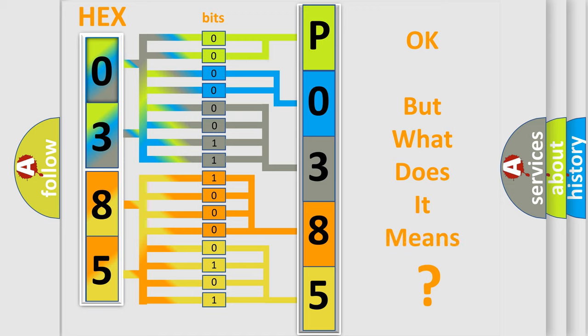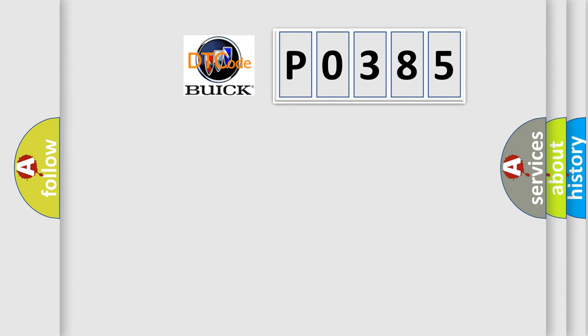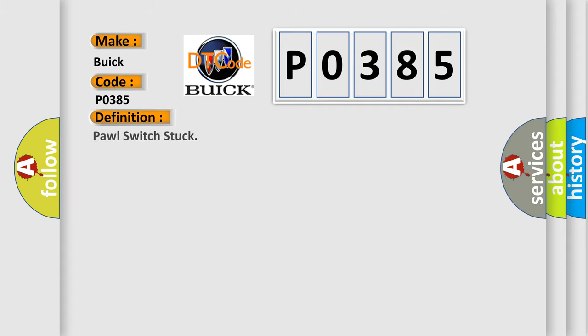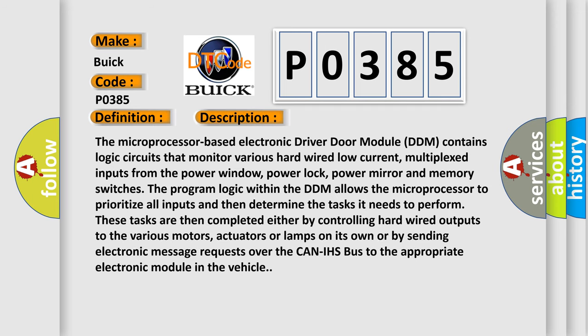The number itself does not make sense to us if we cannot assign information to what it actually expresses. So, what does the Diagnostic Trouble Code P0385 interpret specifically for Buick? The basic definition is Pawl switch stuck. And now this is a short description of this DTC code.